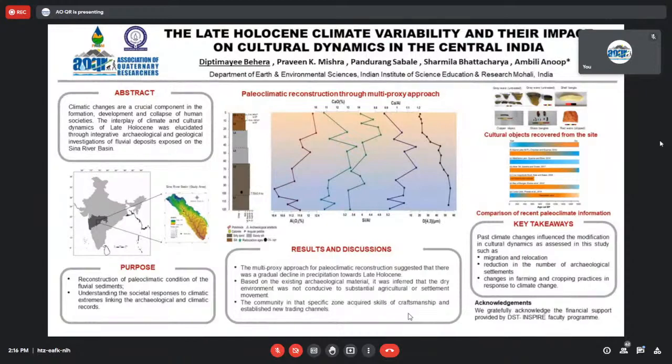The gradual decrease in the mean diameter of the particles suggested a decrease in energy condition of the depositing systems. The elemental ratio is supportive of this grain size distribution, as we can see in the figure. The declining elemental concentration is also suggestive of decrease in chemical weathering. Together, these proxies depict that there was a gradual decline in precipitation towards late Holocene.